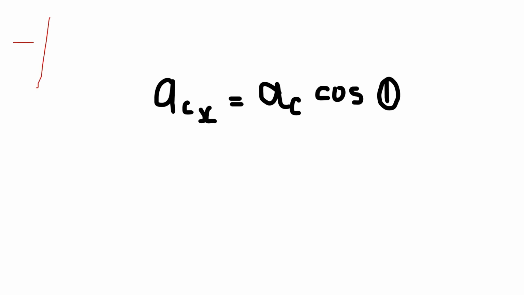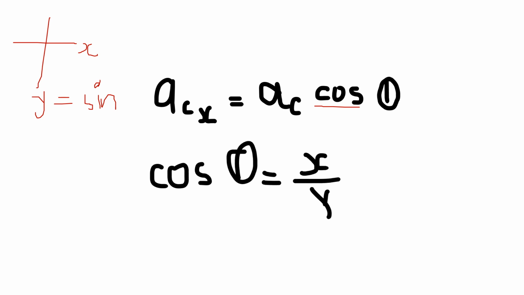Because we all know that there are two axes, and in the x-axis the component is cos theta, while in the y-axis the component is sine theta. Here a_x is equal to a_c cos theta, acceleration into cos theta, where cos theta is equal to x upon r, where x represents the distance while r represents the radius.